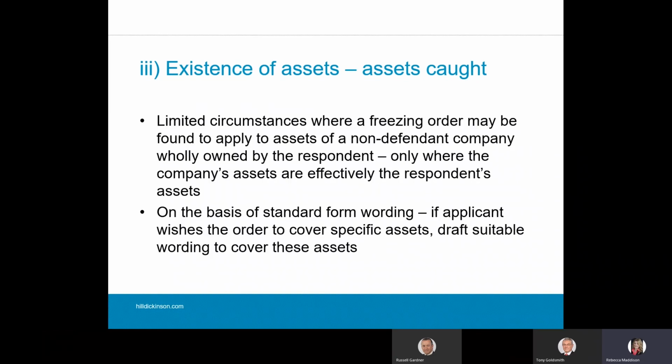So where does this bring us out? Well, there are limited circumstances where a freezing order may be found to apply to assets of a non-defendant company wholly owned by the respondent, i.e. only where the company's assets are effectively the respondent's assets. On the basis of the standard form wording, if an applicant wants the order to cover specific assets, they should be put before the court and the draft orders should contain suitable wording to cover these assets.